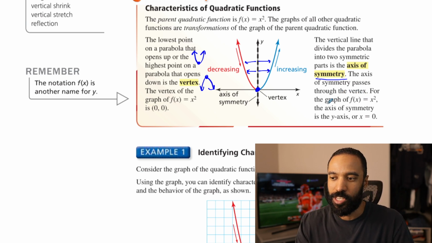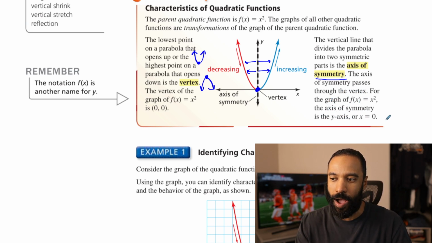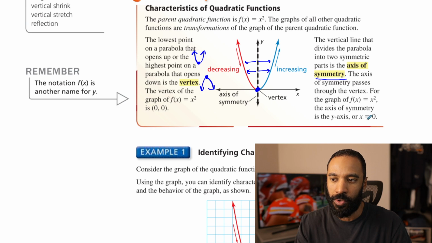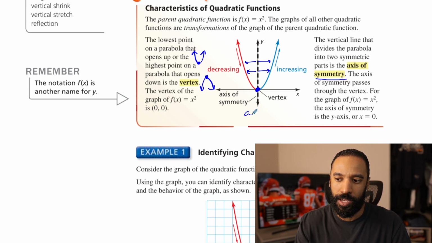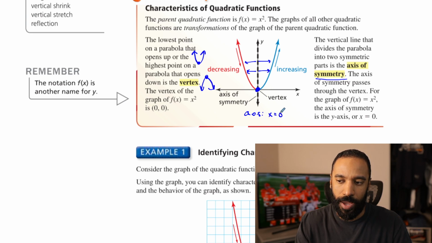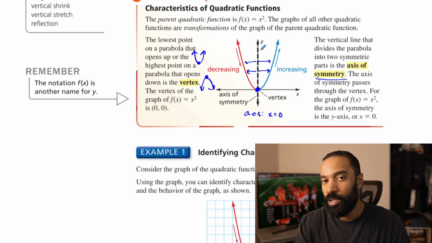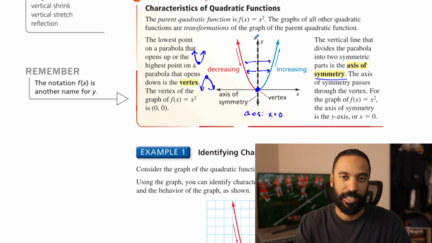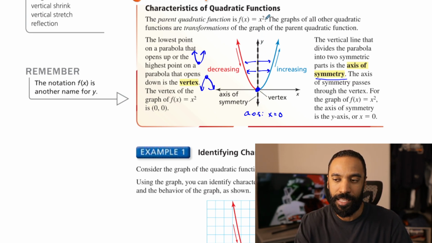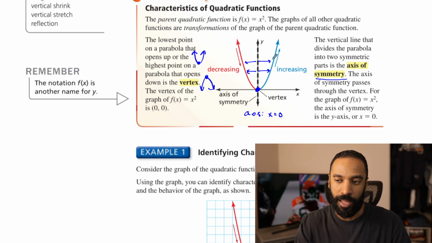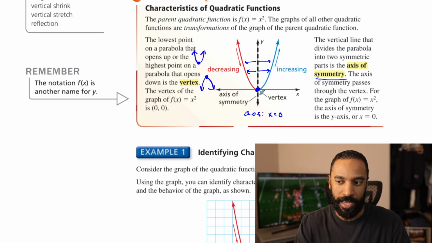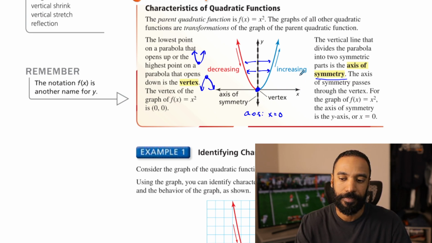For the graph of f of x equals x squared, the axis of symmetry is the y-axis, or the line x equals 0. Notice the axis of symmetry, I'm going to call it AOS, is always going to have an x equals equation for these particular things because x equals equations are vertical lines. So when we're describing where the axis of symmetry is, we're describing what the line is that forms symmetry to the left and right side of the graph. In this case, it's on the y-axis, x equals 0. Here's x equals 1, 2, 3, 4, things like that.